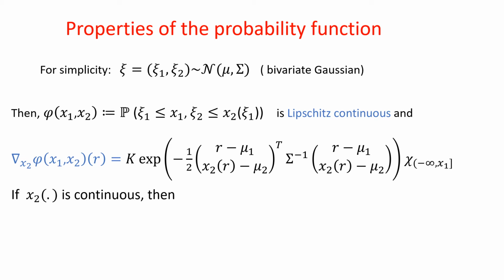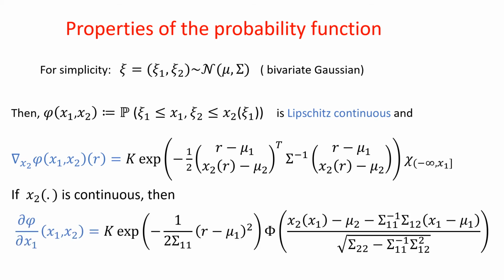Unfortunately, the probability function will fail to be differentiable unless it is evaluated at a second stage policy which is continuous. In the latter case, the probability function also has a partial derivative with respect to the first stage decision, which can be given a fully explicit representation too.